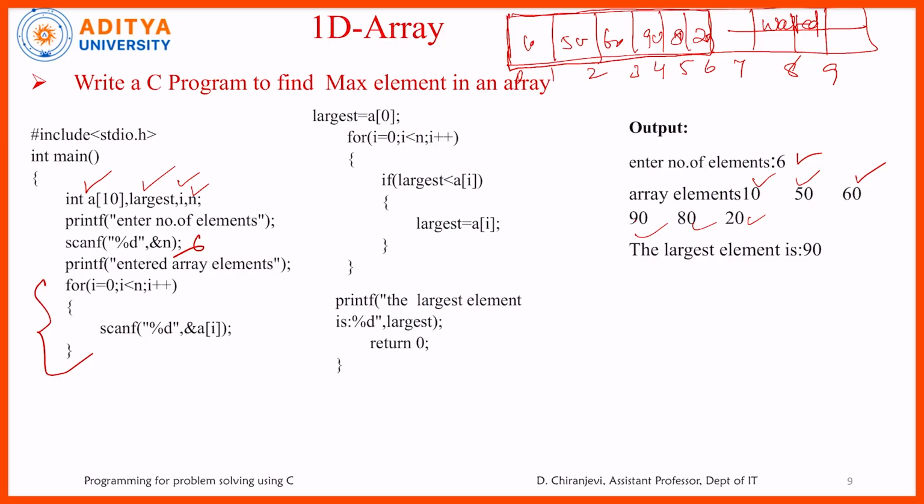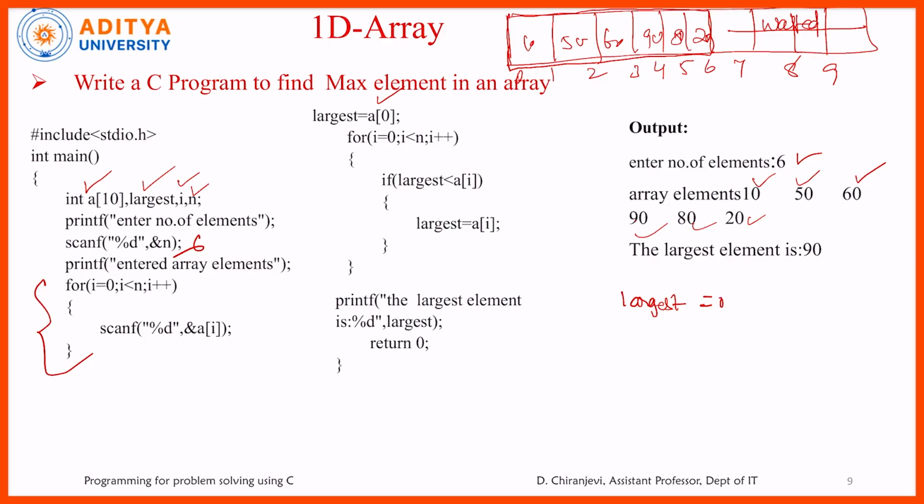After storing, when you are finding the smallest element, the user has assumed the first element is the smallest. Similarly, in the largest case also, your assumption is that the first element is the largest. So the largest value you have taken is a of 0.